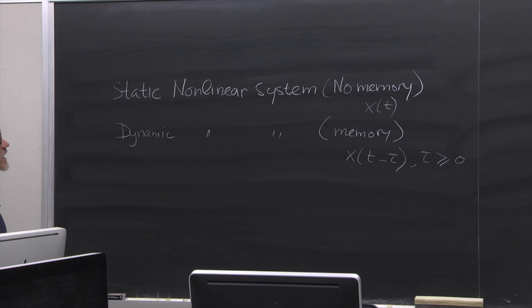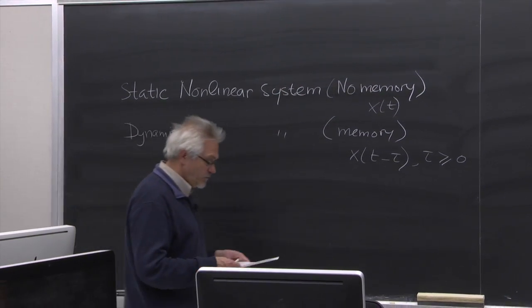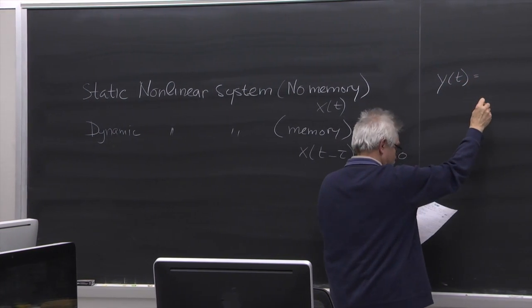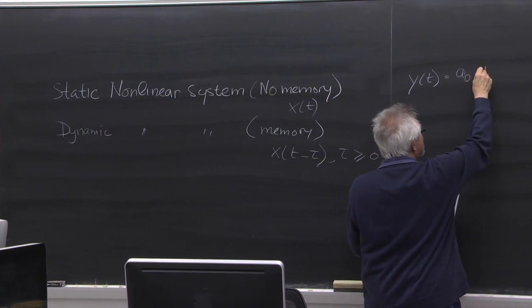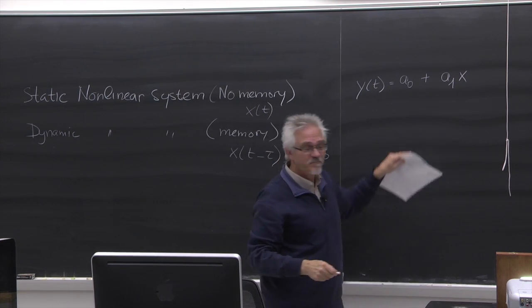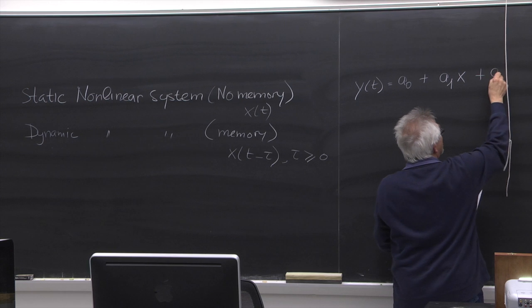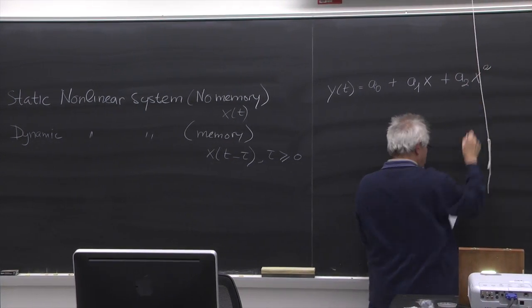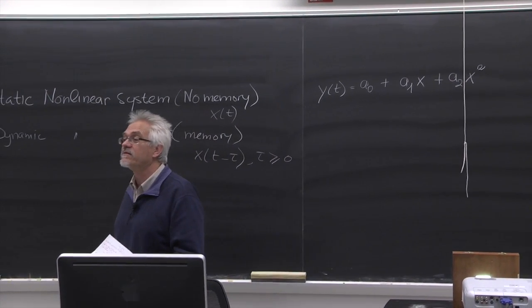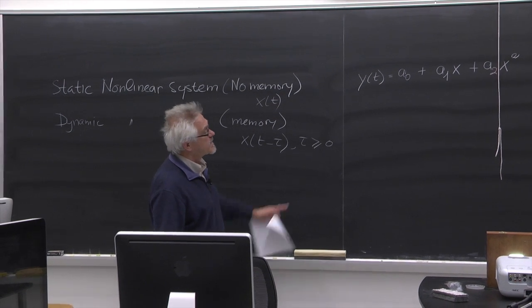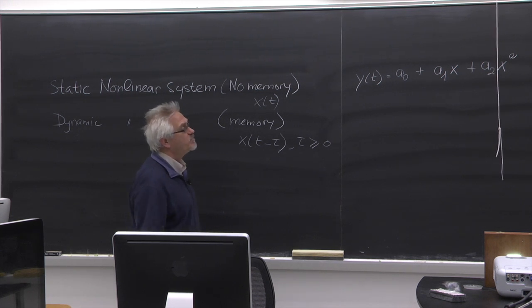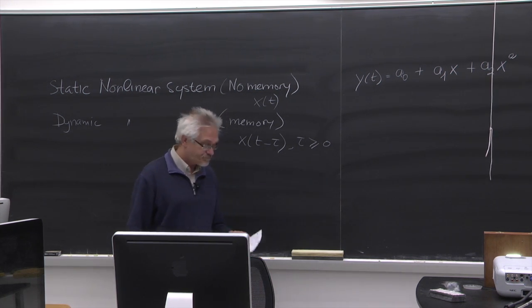So let's give an example. For instance, if I have a static nonlinear system, it could look like this. Now I can have a constant. It's a nonlinear system. And this would be let's say a Taylor series that I truncated at the second order. So this would be a second order nonlinear system, static nonlinear system, described by a truncated Taylor series.